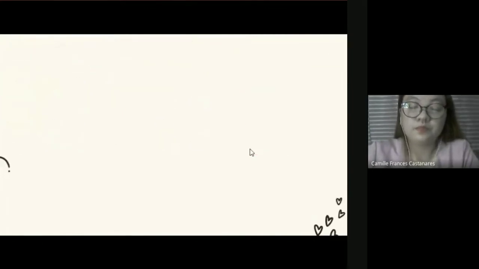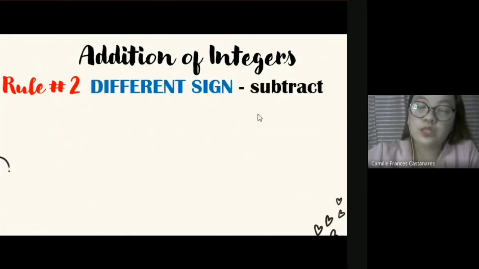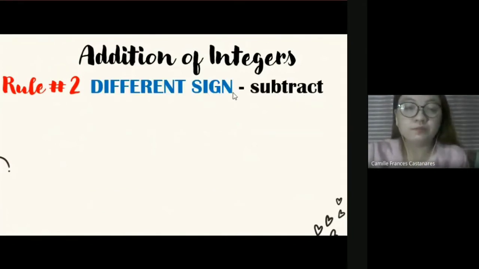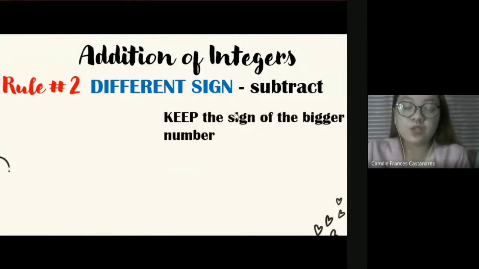Okay. Next. Rule number 2, different sign. So, ito, yung iba, malilito dito. So, when we have different sign, ang gagawin natin is to subtract. Ima-minus natin yung dalawang integers. So, then, after natin i-minus, we will keep the sign of the bigger number.